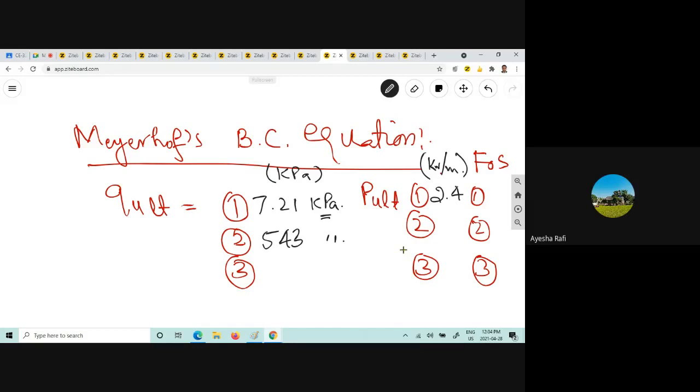Sir, Q ultimate is 550.24 and P ultimate 1254. Okay, please one by one. 550, and how about the P ultimate? 1254. Okay, thank you. And you can go and find out the factor of safety as well.